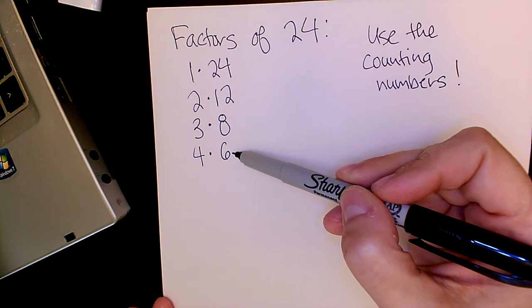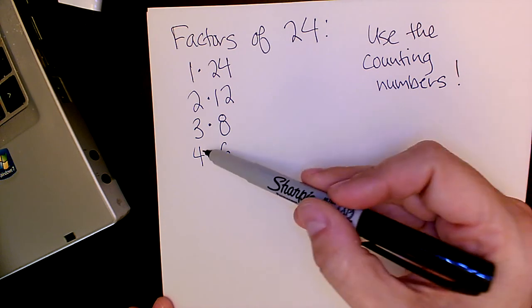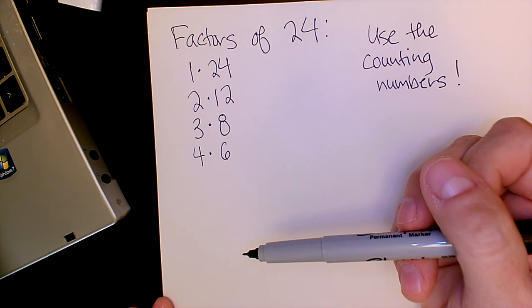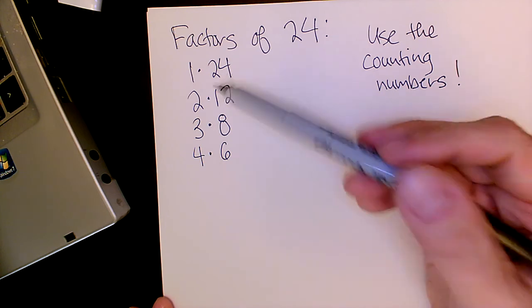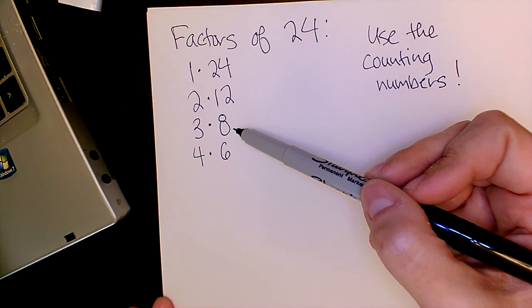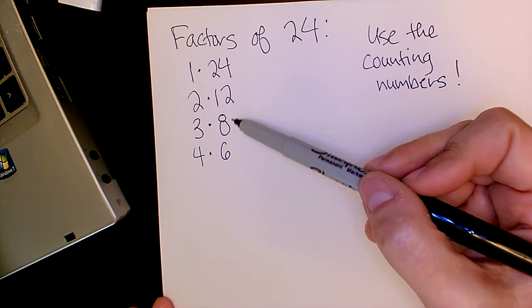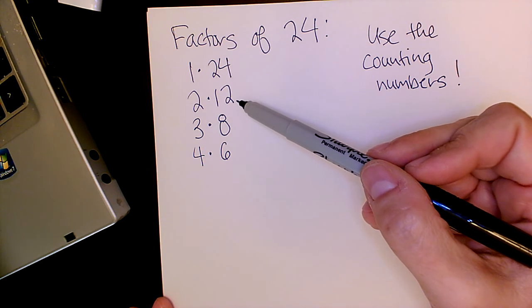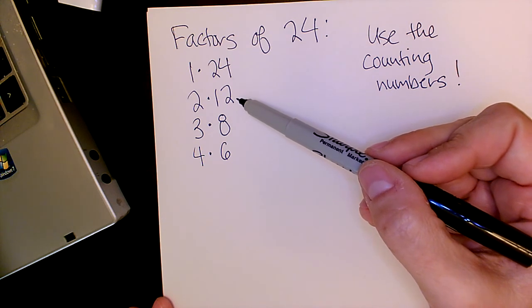So we're back here to 6. So 6 goes in. It's right here. We already wrote it down. Does 7 go in? No. 8 goes in. We already wrote it down here. Does 9, 10, or 11 go in? No, but 12 does. We already have it here.